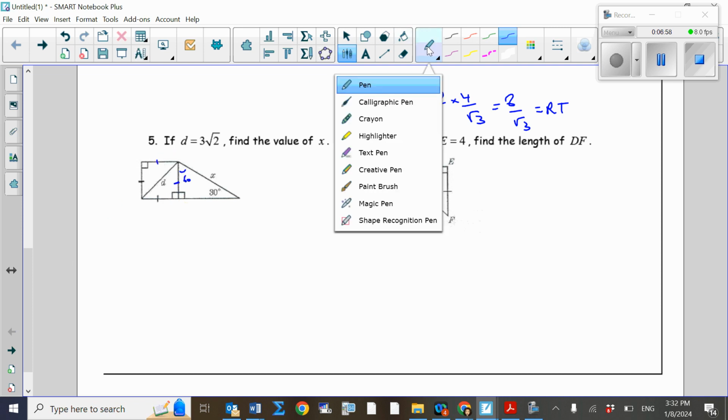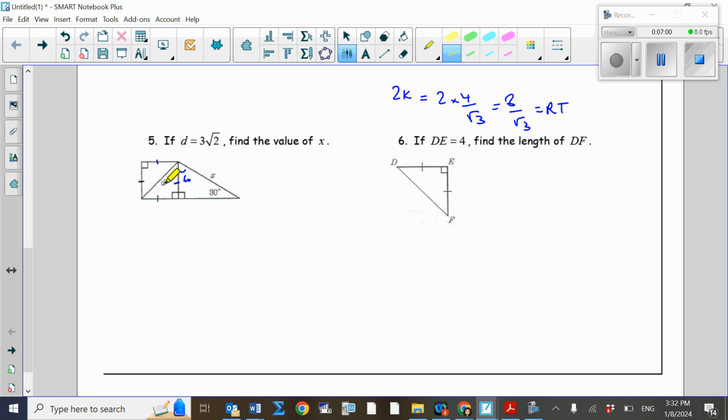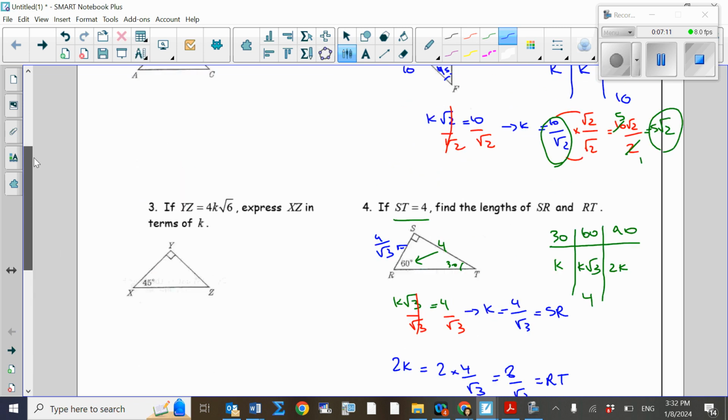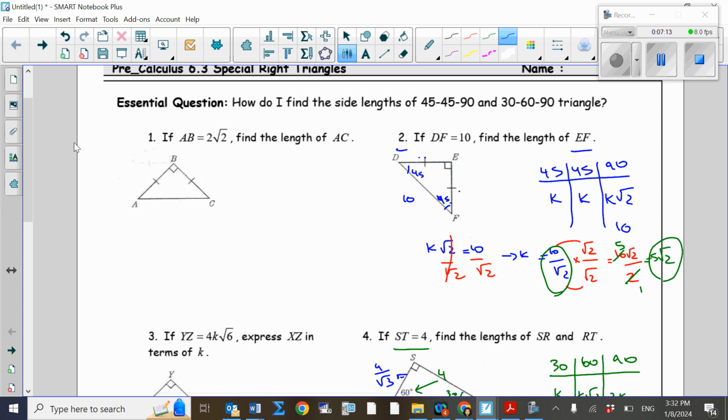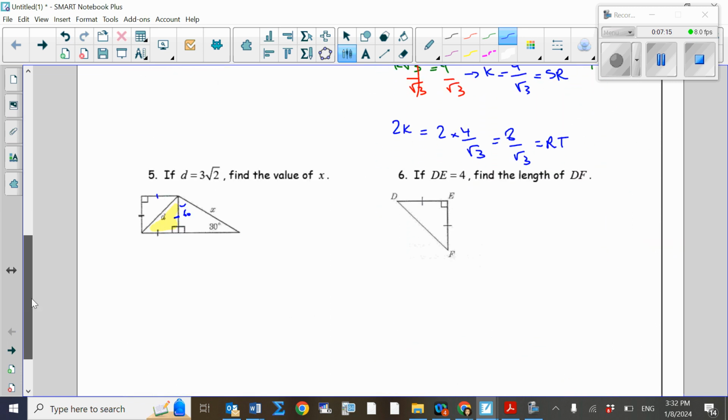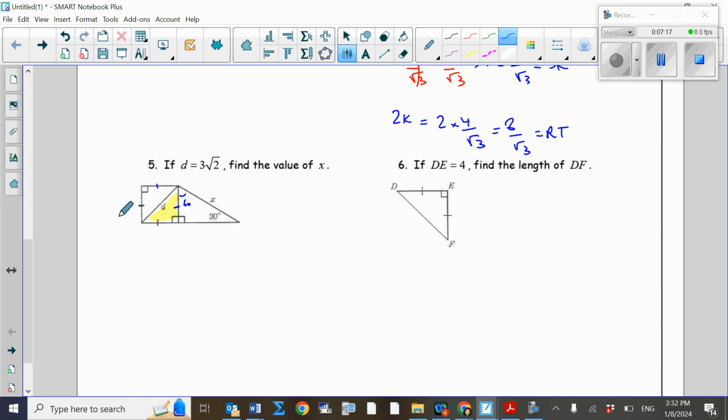So now I'm going to look at this triangle over here. I'm going to highlight this triangle. What kind of triangle is this one? It's a right triangle, which is also isosceles. And we saw over here that if you have a right triangle which is isosceles, it's a 45, 45, 90 triangle. So this is a 45, 45, 90 triangle.